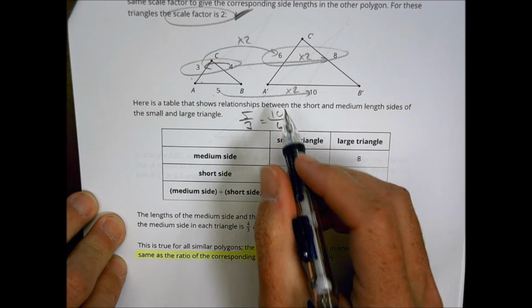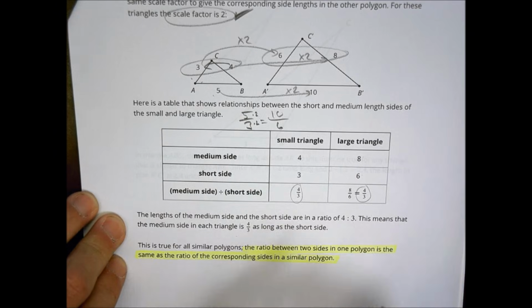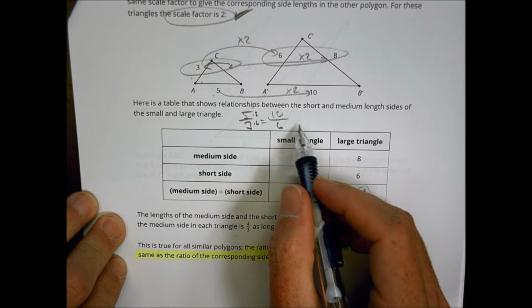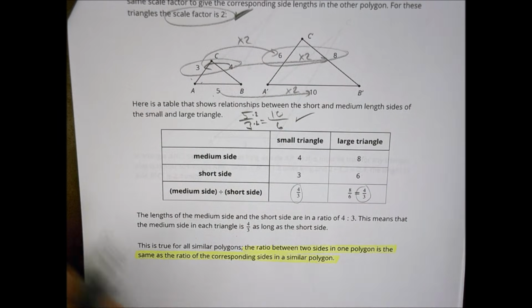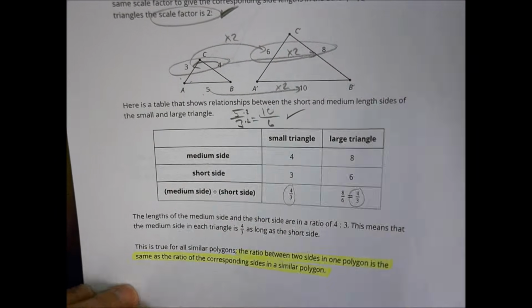That's the question. Sure it does, because our scale factor is 2, so times 2: 5 times 2 is 10, 3 times 2 is 6, and it shows that they are indeed similar shapes there. You can use that same fact to calculate missing lengths in similar polygons.